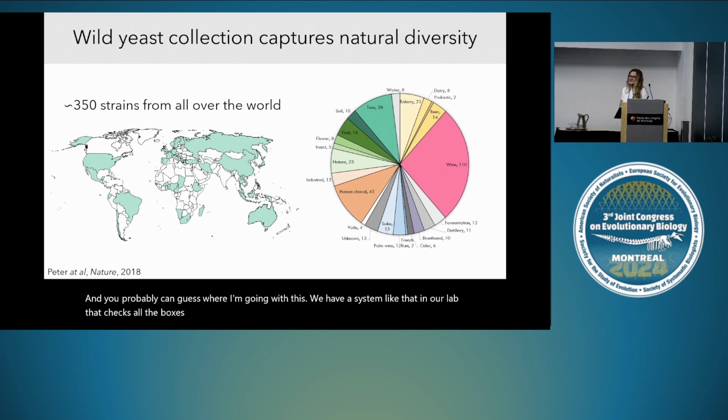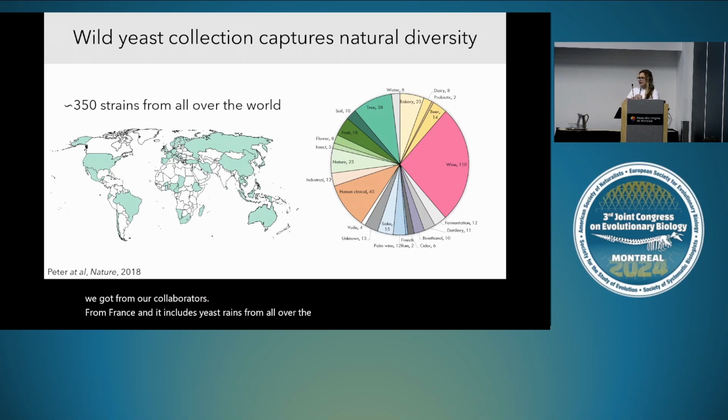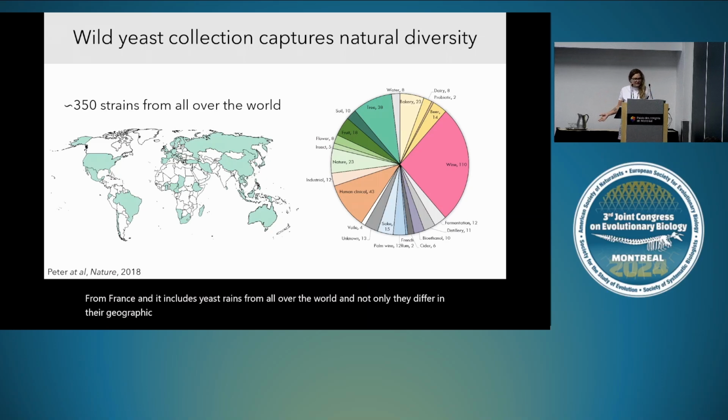So the system is a collection of wild Saccharomyces cerevisiae strains that we got from our collaborators from France. And it includes yeast strains from all over the world. And not only do they differ in their geographic origin, they also differ in their ecological origin. So we have yeasts from wineries, bakeries, breweries, clinical isolates, wild yeast. If you know anything that yeast can do, we probably have that in this collection.